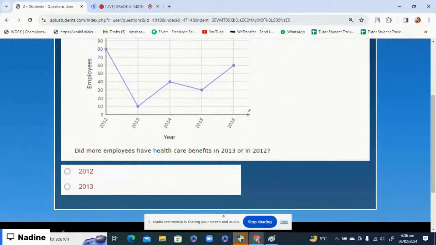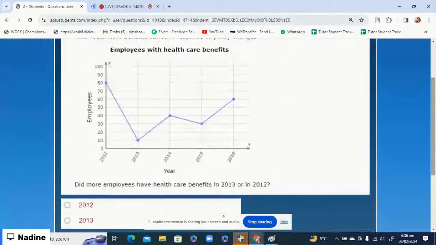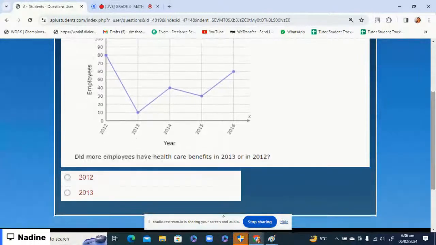First check 2012. In 2012 it is 80, and in 2013 it is only 10. So which has more, 2012 or 2013? Answer me. It's 2012, because it's 80, and this one is less because 2013 is only 10. So more have it in 2012.